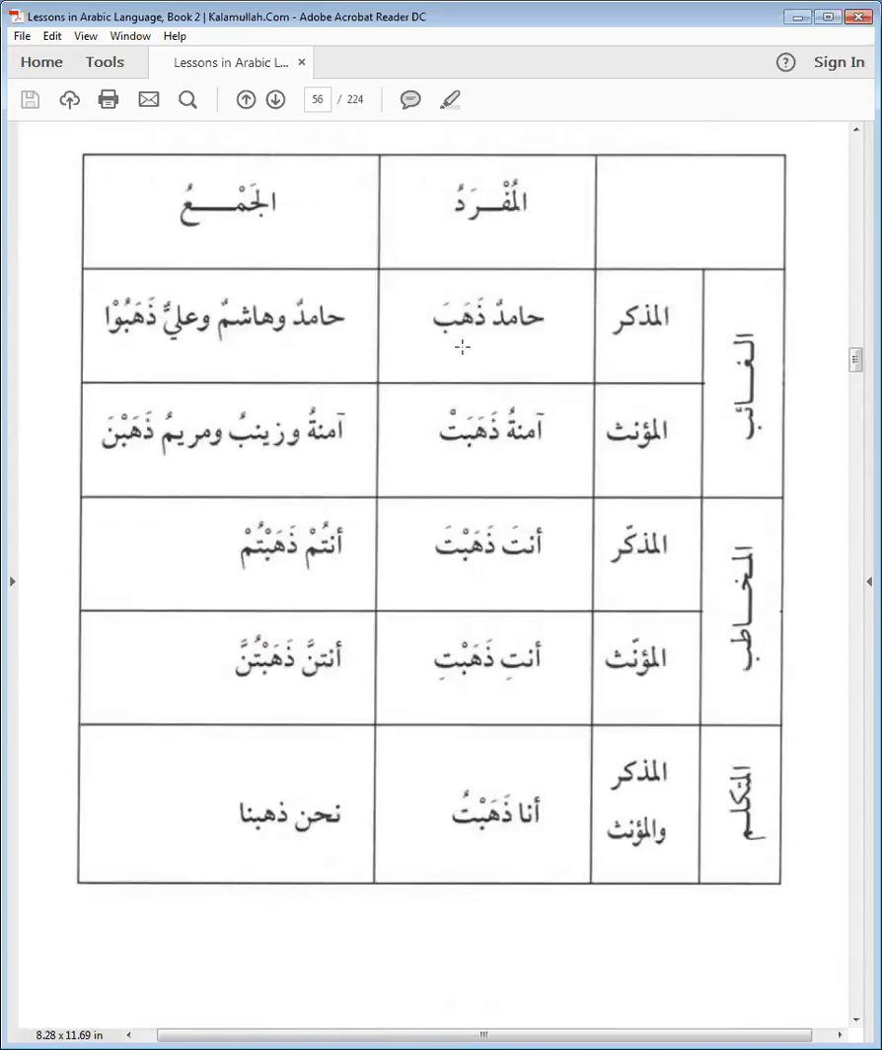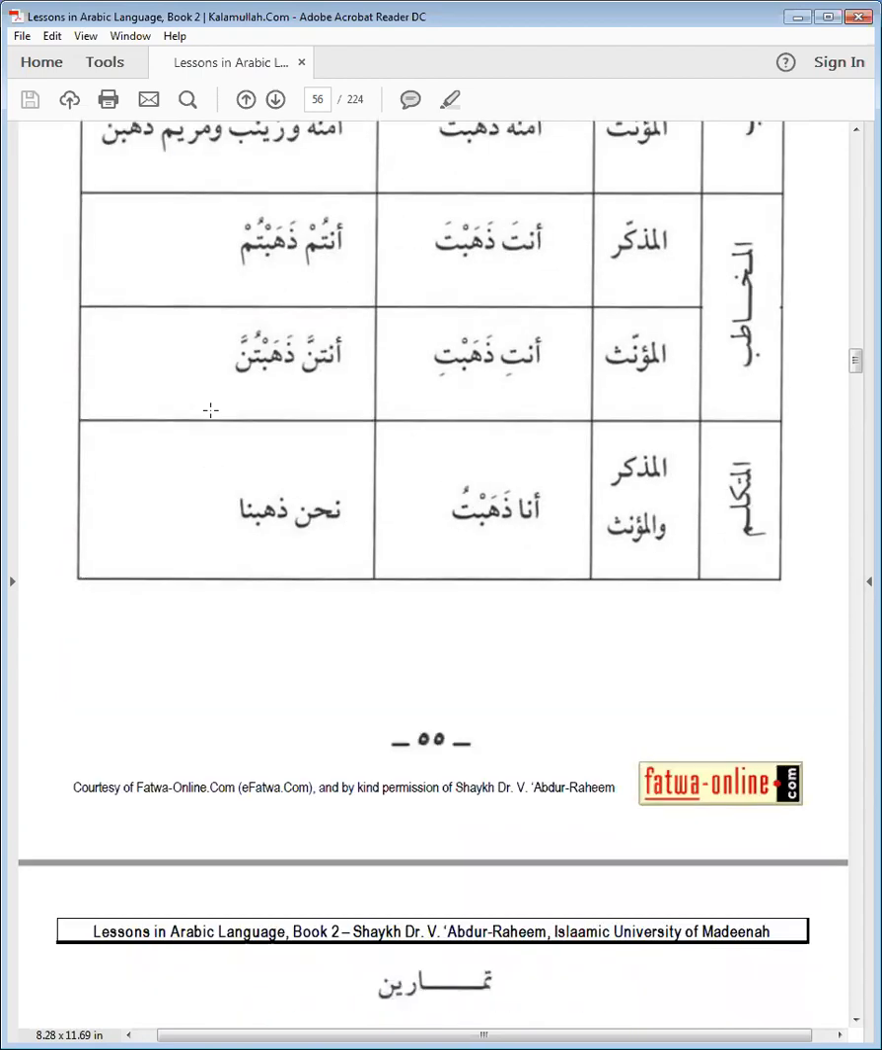So if it's third person, masculine, plural, then we have to look at this box here, right? Hamidun wa Hashimun wa Aliyun dhahabu. Right? So this is the word we have to put in the space there. All right? So we just fill in that.